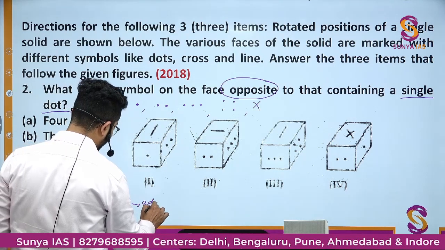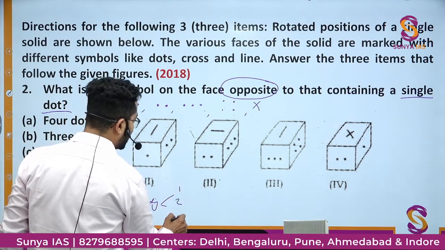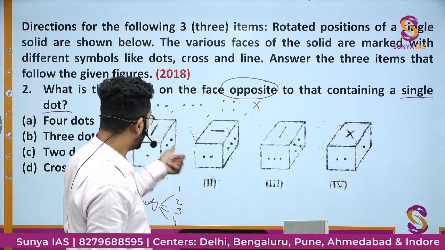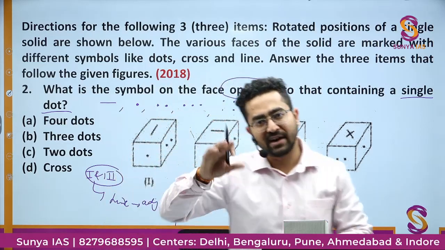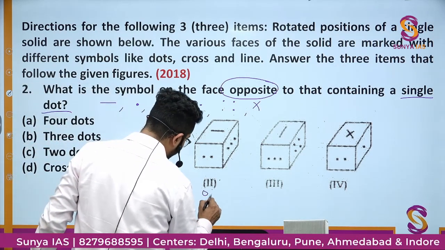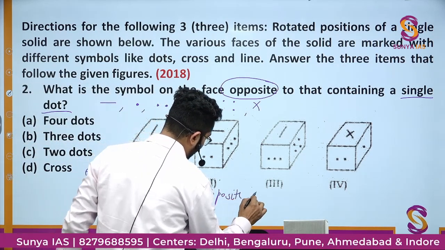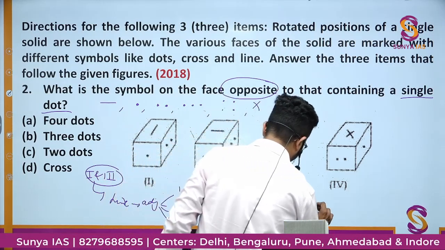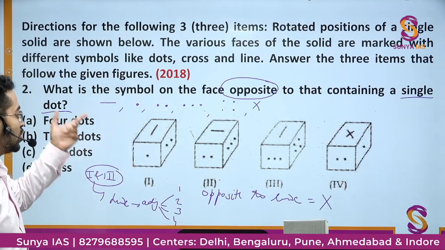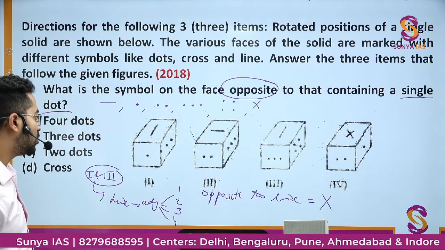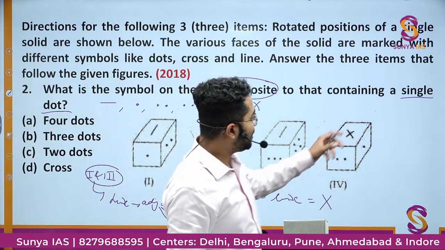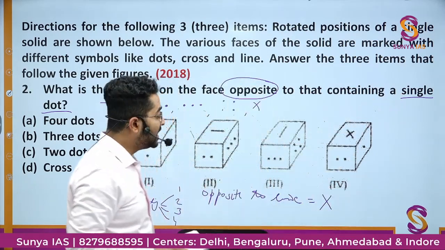adjacent sides are 1 dot, 2 dot, 3 dot, 4 dot. 1 dot, 2 dot, 3 dot, 4 dot. So what is around line? 1, 2, 3, 4. Then only cross is left. So the opposite to line would be cross. We have got the information that opposite to line is cross. Very good. Got it. Now if you see, I need to find the opposite of a single dot. If I take this, here I need a little bit of imagination.